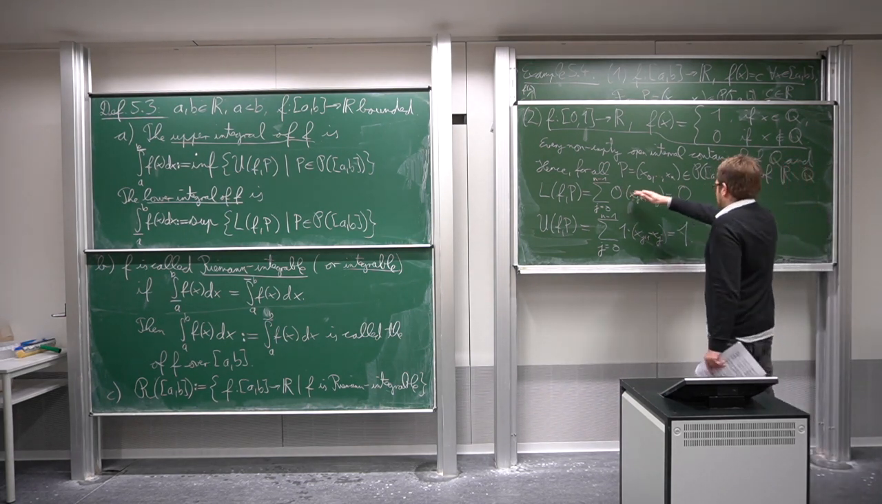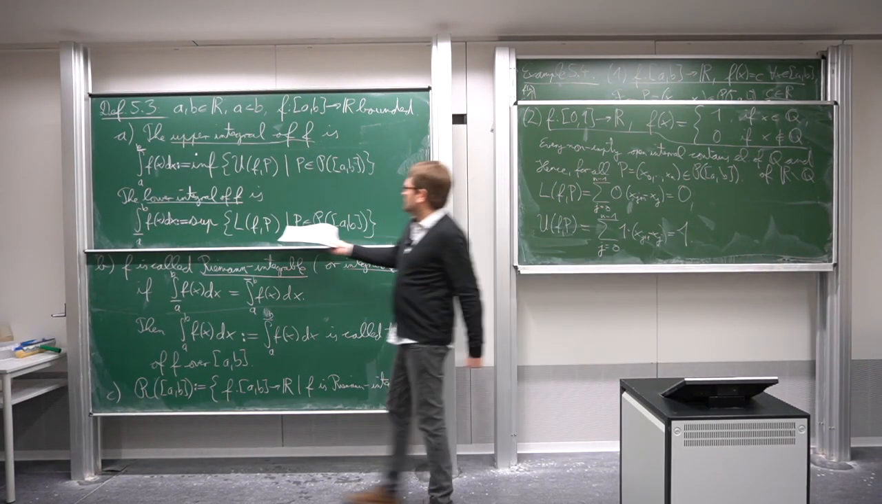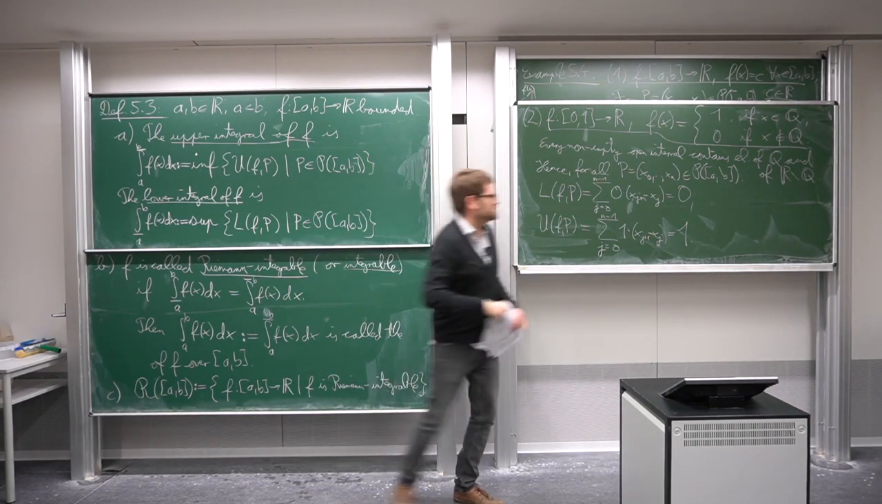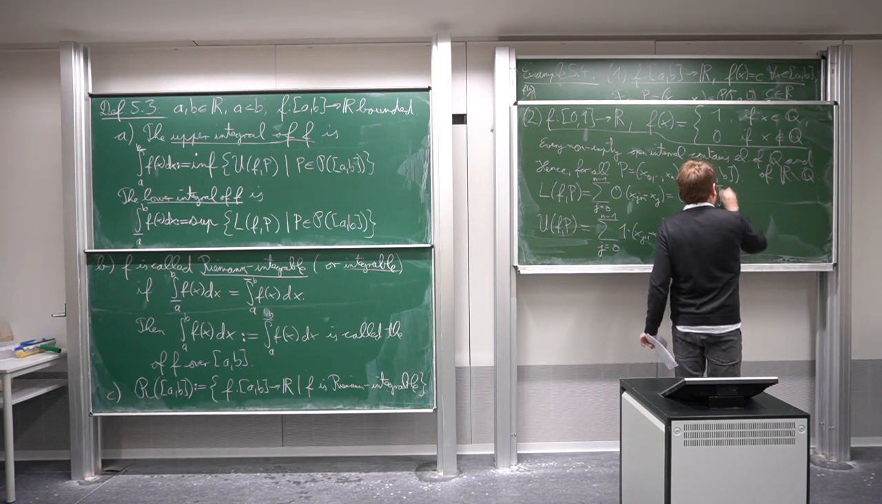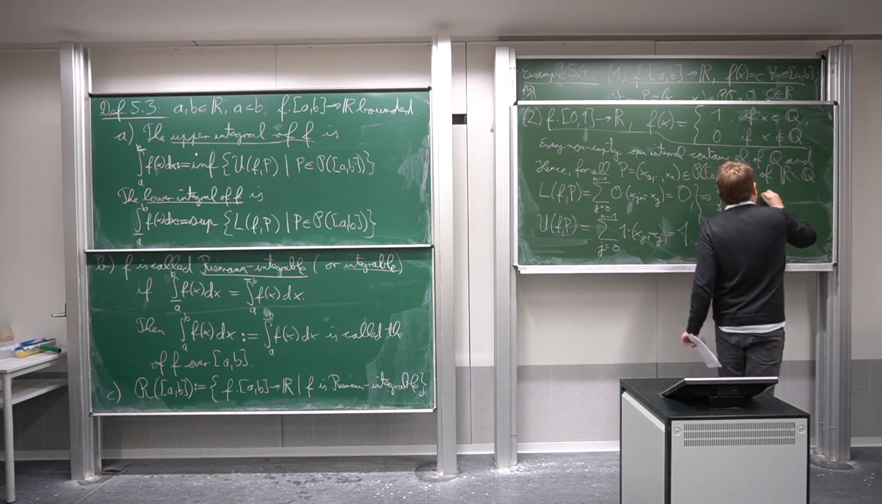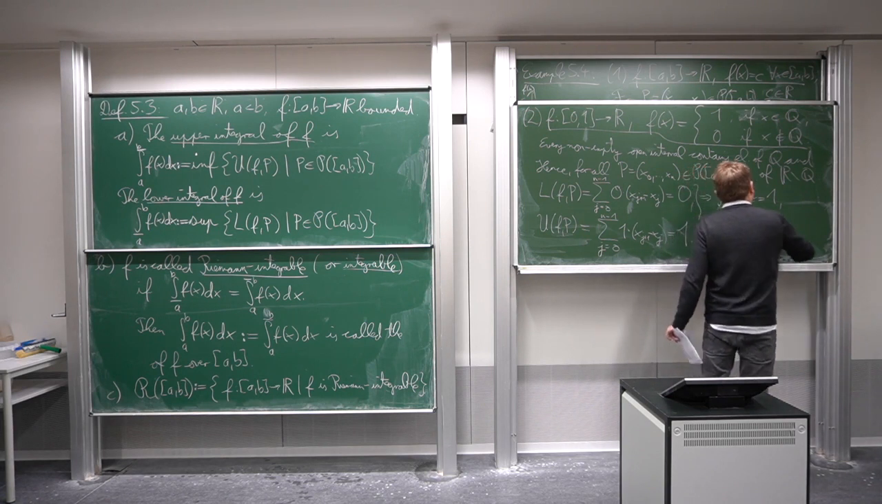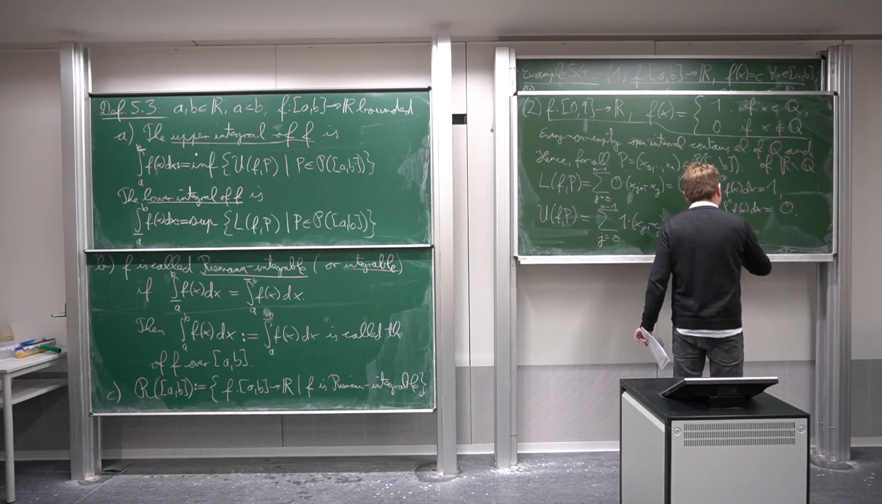This is for every partition. The lower sums are all 0, the upper sums are all 1. Again, here we have some sets which have one element, but they are different sets. So in this case, we get that the upper integral from a to b of f(x) dx is 1, but the lower integral from a to b of f(x) dx is 0. And so this means f is not Riemann integrable.